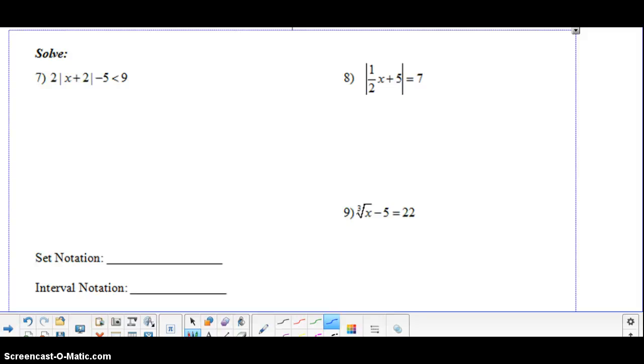For 7, we have an inequality. For 8, we have an absolute value, and for 9 we have a cube root, and it says to solve. I'm actually going to start with 8 since I'm about to approach the 15-minute limit. And remember that absolute value means the distance from 0. So this could be equal to positive 7, or it could be equal to negative 7, because whatever comes out of the absolute value would be positive.